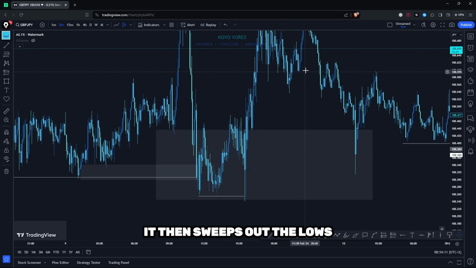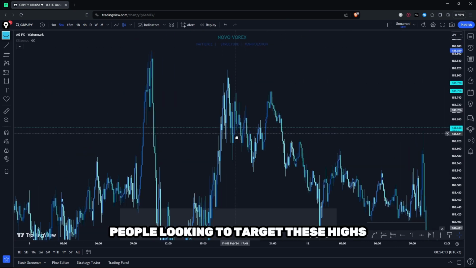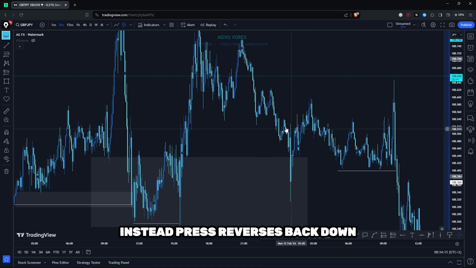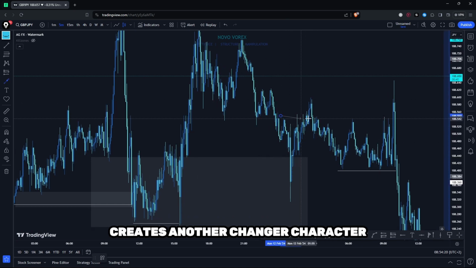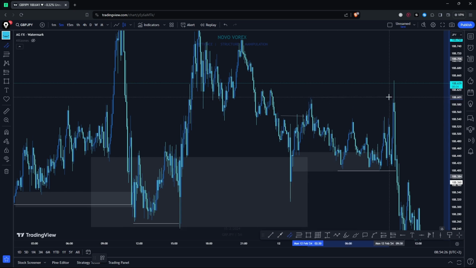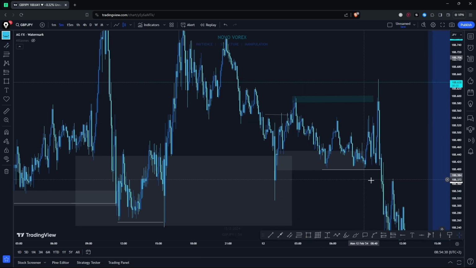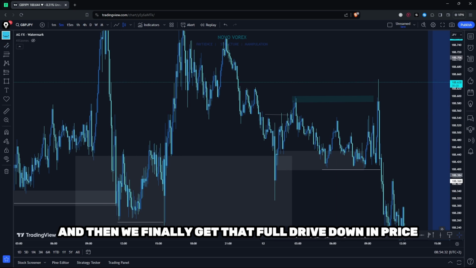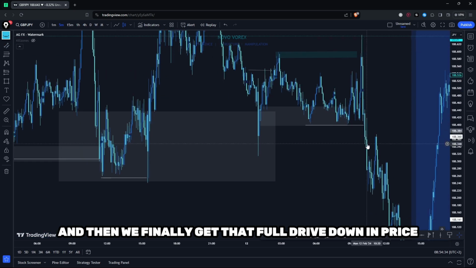It then sweeps out the lows, breaks the upside. People are looking to target these highs, and they don't get that. Instead, price reverses back down, creates another change of character. So it is now getting even more SMC traders looking to enter here, creates that breaker structure. More buyers are being introduced in this market, and then we finally get that full drive down in price.